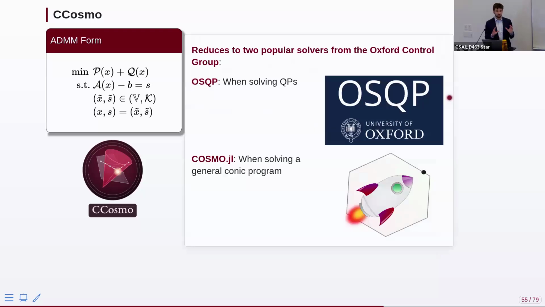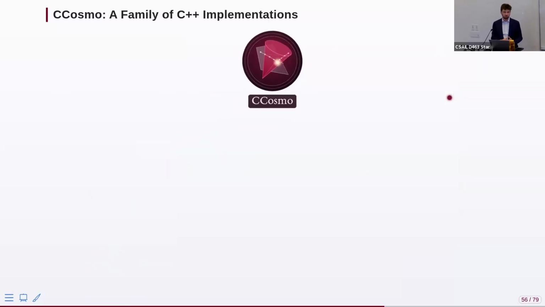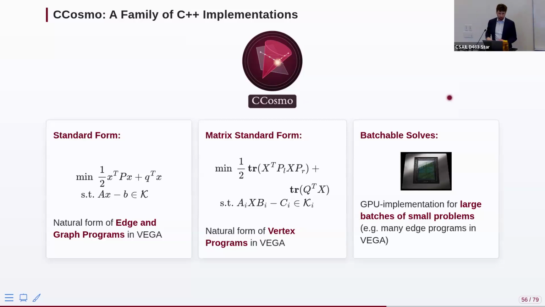Now, this algorithm is not mine. Bart here wrote the OSQP solver based off of this algorithm for quadratic programs. And then his advisor's group continued work and wrote Cosmo in Julia. And so at first glance, C-Cosmo is a C++ port of Cosmo, but we do some additional enhancements on top of it. So for those who are expert in ADMM, we implemented every acceleration technique that I could do in a reasonable amount of time. And you can see the whole grid of which ones actually help and don't.